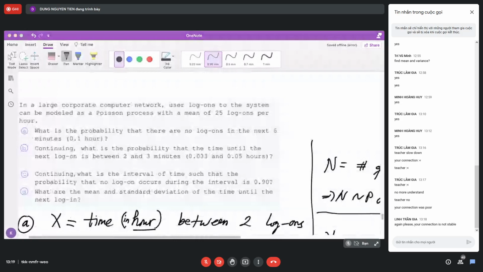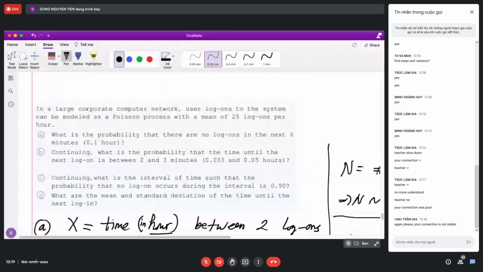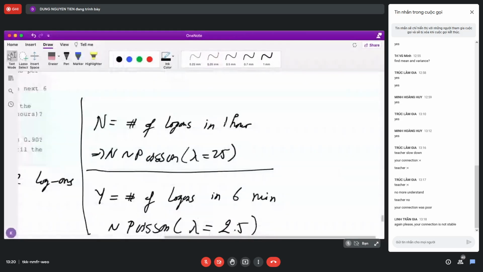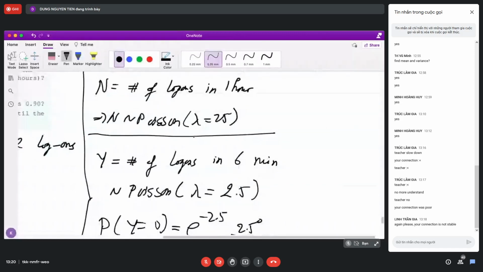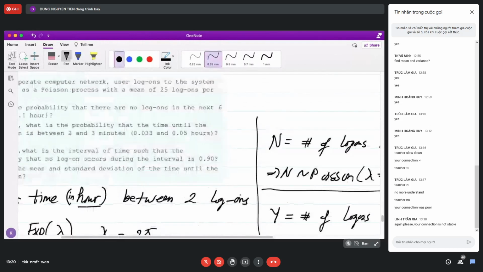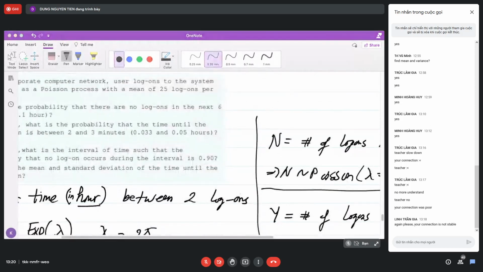Okay. Well, first of all, you have this Poisson model, right? The probability that there are no logons in the next 6 minutes. So there are two ways to deal with that. First, you can use a Poisson distribution. Suppose that capital N is the number of logons in an hour. Then capital N follows a Poisson distribution with the parameter lambda 25. Make sense? Do you understand that? Yes.